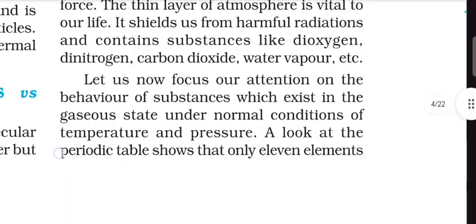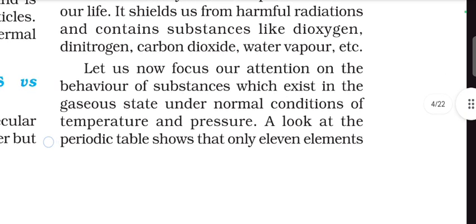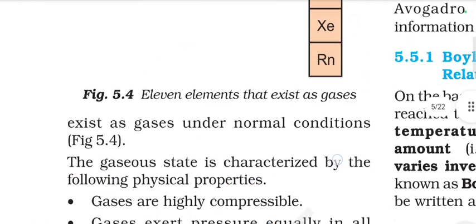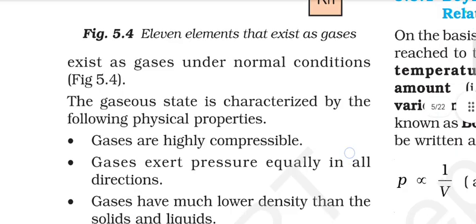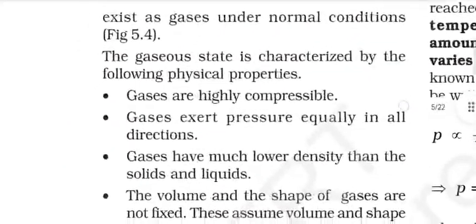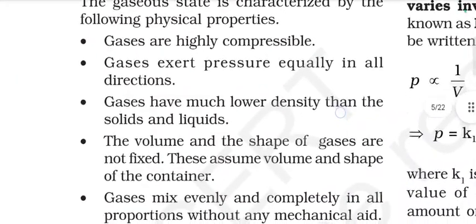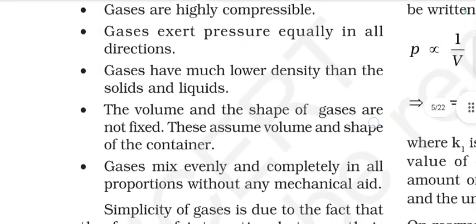Let us now focus our attention on the behavior of substances which exist in the gaseous state under normal conditions of temperature and pressure. A look at the periodic table shows that only 11 elements exist as gases under normal conditions. The gaseous state is characterized by the following physical properties. Gases are highly compressible. Gases exert pressure equally in all directions. Gases have much lower density than the solids and liquids.